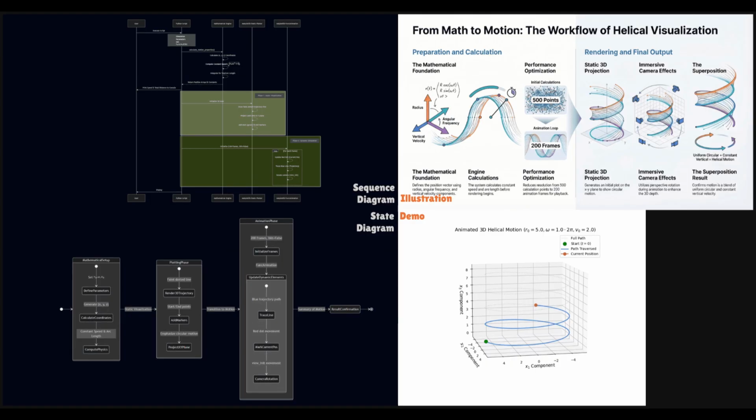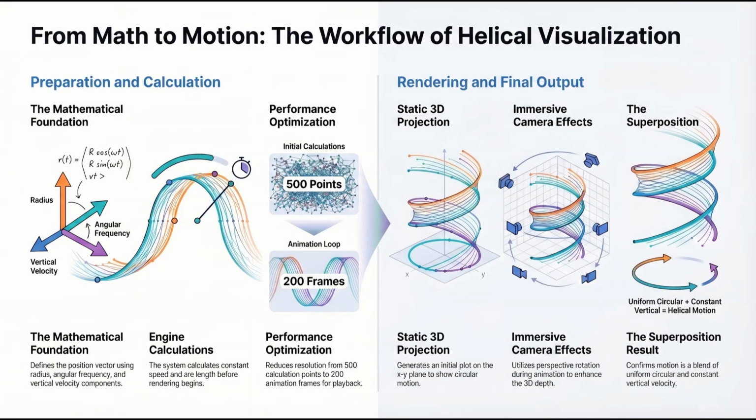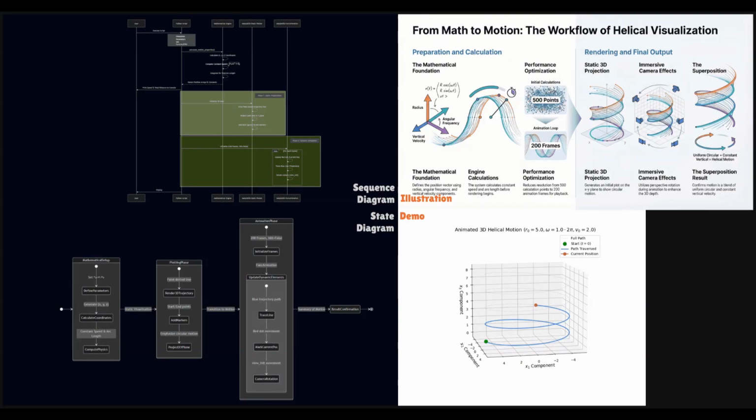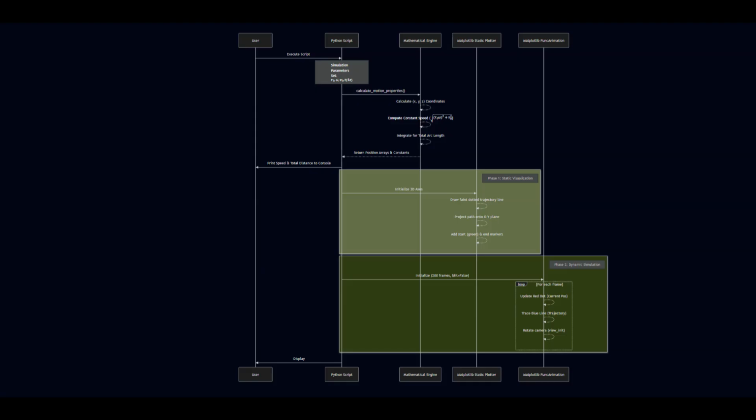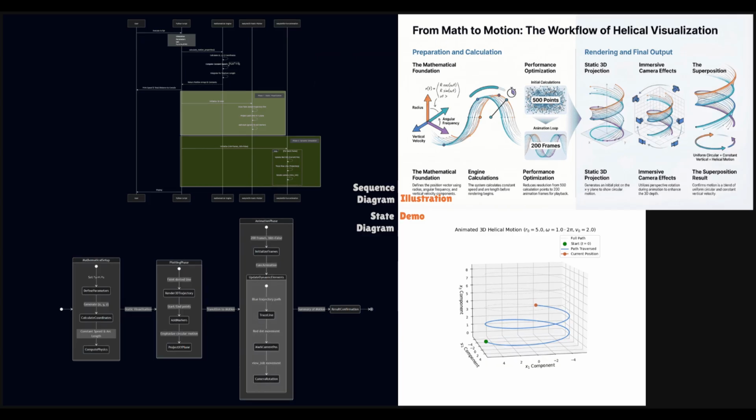Reporting and drafting. Before any movement occurs, the system prints these physical constants to the user and draws a faint, dotted blueprint of the full trajectory. The animation loop. The script then enters a repetitive cycle. For every frame of the animation, it updates the position of the object and shifts the camera's view.